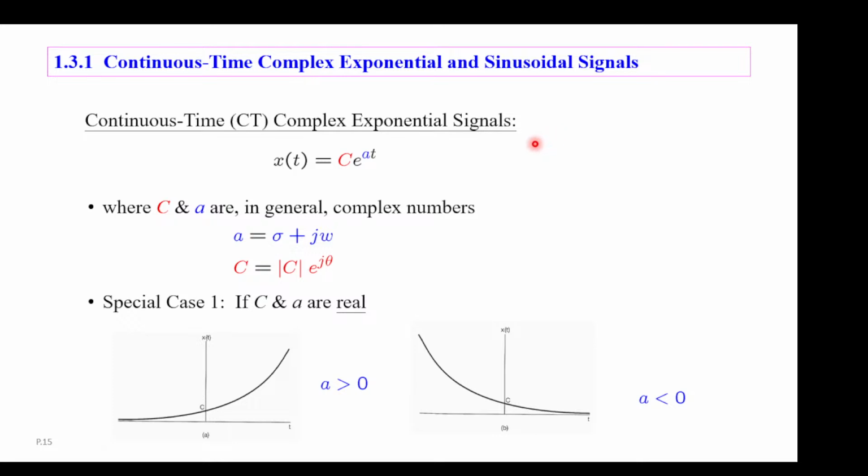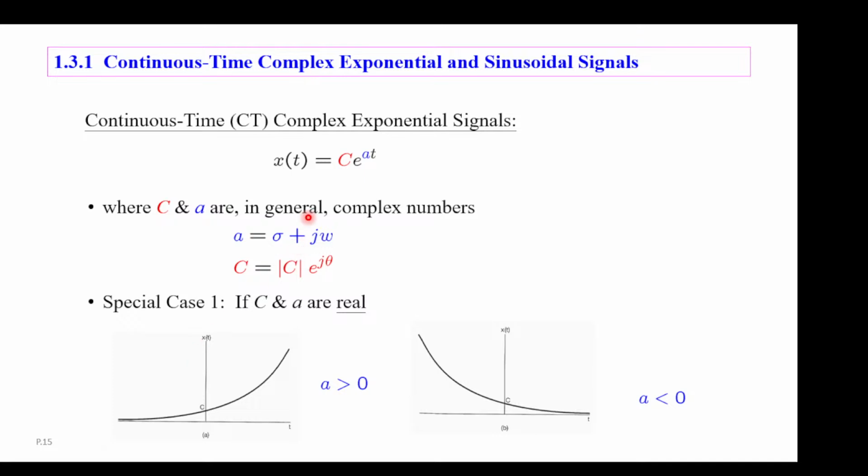So what are continuous time complex exponentials? Well, in a very general form, they are signals with this form. It's an exponential of some complex number a times time t, and you can also have some amplitude c here. In very general form, c is some complex number and a is also a complex number. We'll see later why, but we would like to express a in Cartesian coordinate and c in polar coordinate.